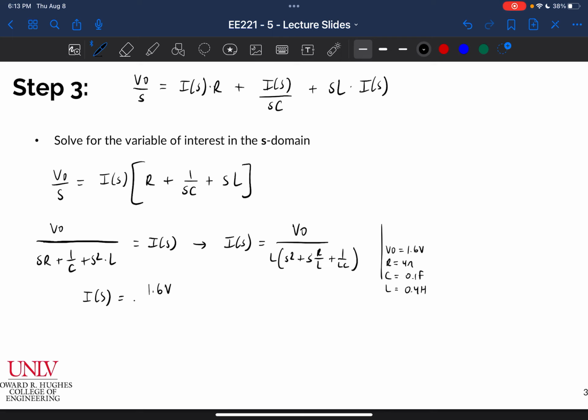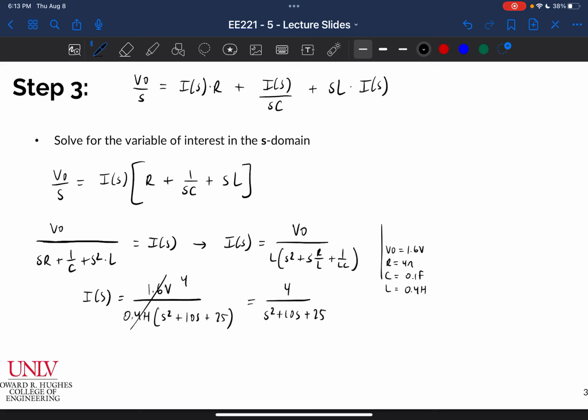I get I of S is equal to 1.6 volts over 0.4 henries multiplied by S squared plus S times R over L. 4 divided by 0.4 is going to be 10, so let's just make that 10S. And then plus 1 over LC. 1 over 0.1 times 0.4 is basically going to just be 25. And so these go to a value of 4. So I can rewrite this as 4 divided by S squared plus 10S plus 25.